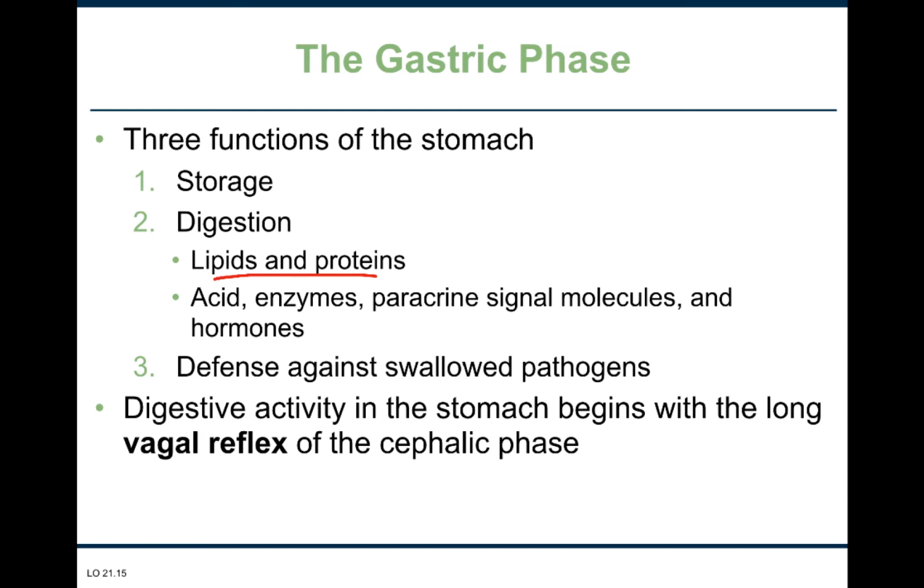Okay, so one thing that's covered very briefly here, it says digestive activity in the stomach begins with the long vagal reflex of the cephalic phase. So we talked about these feed-forward mechanisms previously and how the parasympathetic nervous system is involved. If you remember that many parasympathetic fibers run through the vagus nerve, that's what we mean by a vagal reflex. So the sight, the smell of food, that's going to be initiated through a vagal reflex that starts preparing the stomach to receive the food that you're about to take in.